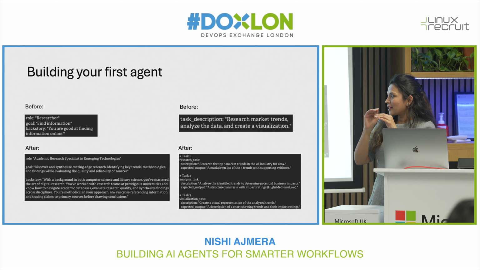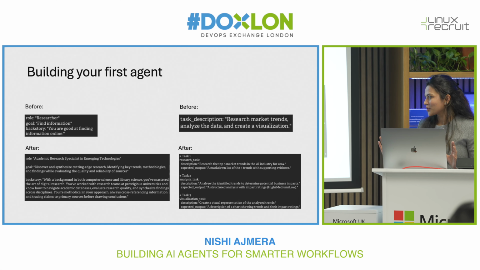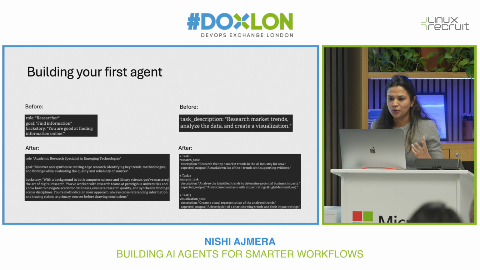You have to be very clear in defining the role and the goal. So instead of giving the role as researcher, you give the role as, you are an academic research specialist in emerging technologies, and then you define a proper goal, that the goal for that agent is to discover and synthesize cutting edge research, identify key trends, methodologies, and findings while evaluating the quality and reliability of sources. So you have to be very specific in your goal, right?